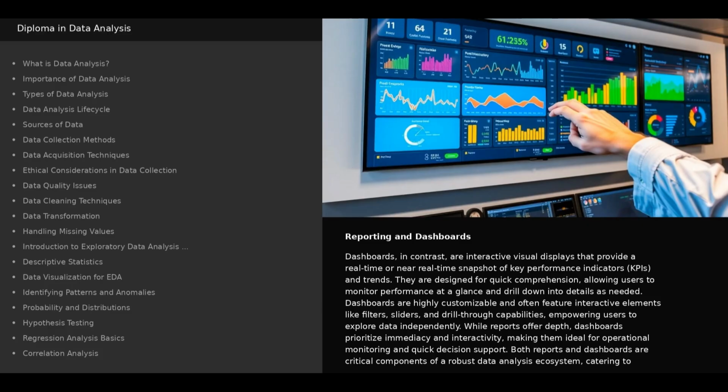Dashboards are highly customizable and often feature interactive elements like filters, sliders, and drill-through capabilities, empowering users to explore data independently. While reports offer depth, dashboards prioritize immediacy and interactivity, making them ideal for operational monitoring and quick decision support. Both reports and dashboards are critical components of a robust data analysis ecosystem, catering to different information needs and consumption patterns within an organization.